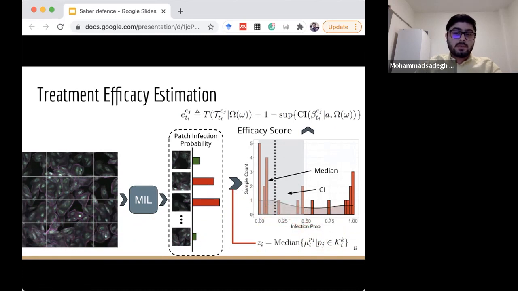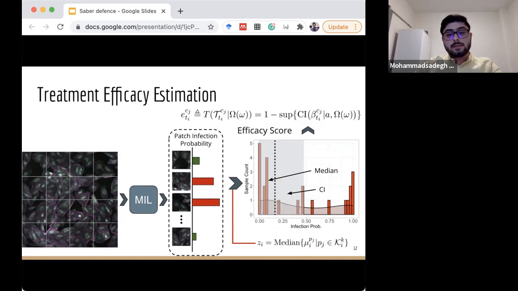Since we do not have any assumption about the distribution of the infection probabilities across replicates, we used a non-parametric statistical test to estimate the median and its confidence interval for this distribution, as shown as a shaded region here. We then use the upper bound of this confidence interval to be more conservative about the false positives and define the efficacy score to be 1 minus the estimated upper bound. Essentially, if a treatment sample does not have any infected patches, it shows that the treatment was effective. And if other replicates also exhibit the same results, then the treatment is considered to be effective by the model and gets a high efficacy score close to 1.